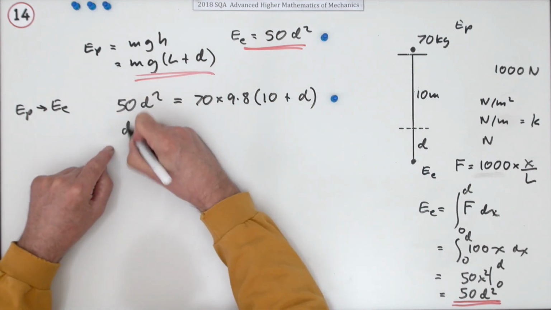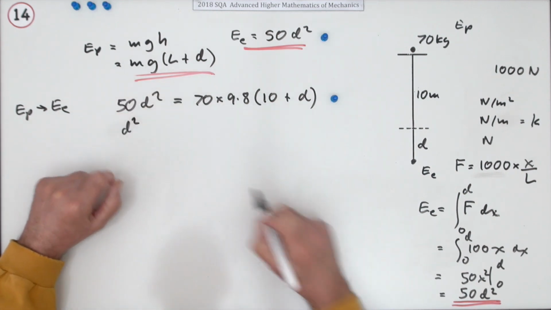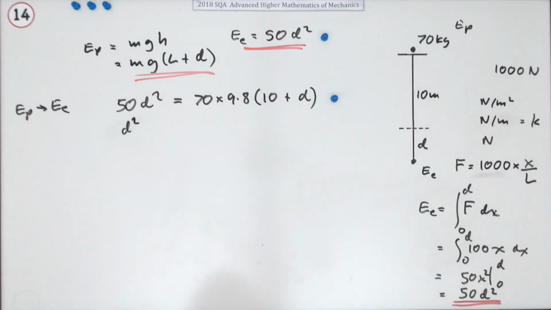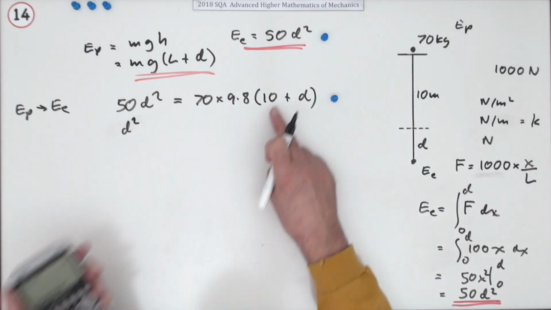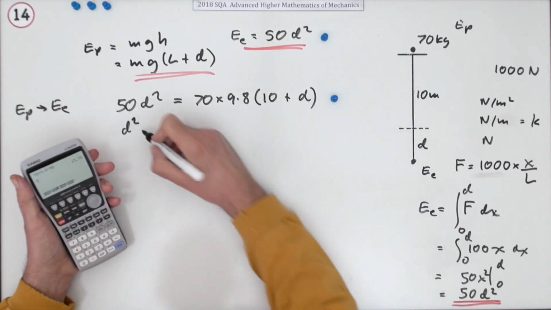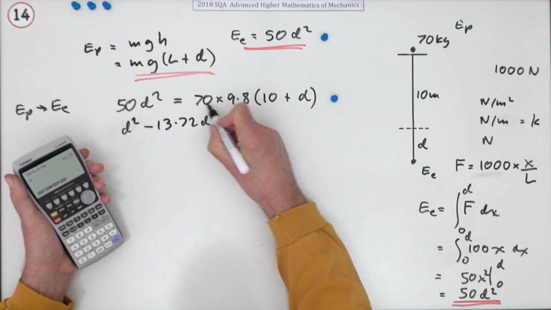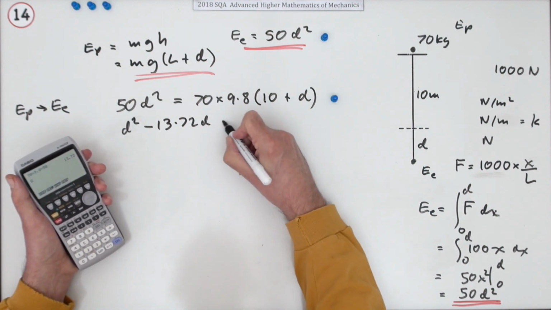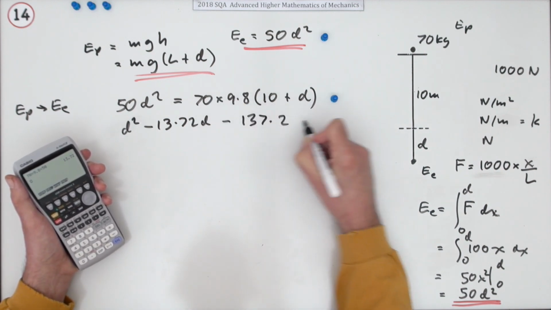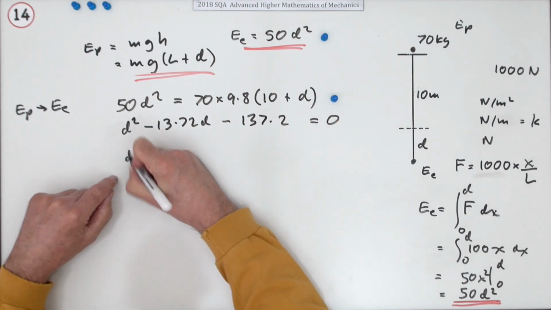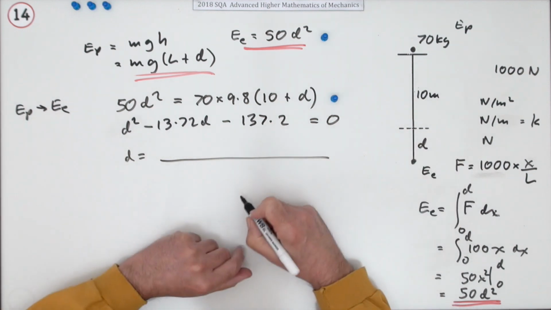Now, d squared would be, I'm just bringing it all across now. Now I might as well calculate these parts. So for this one here, because that's going to go first, bringing it across will be minus 13.72d. Now that is just going to be 10 times that one, so minus 137.2. So there's the quadratic. So solving that is just a case of using the quadratic formula.